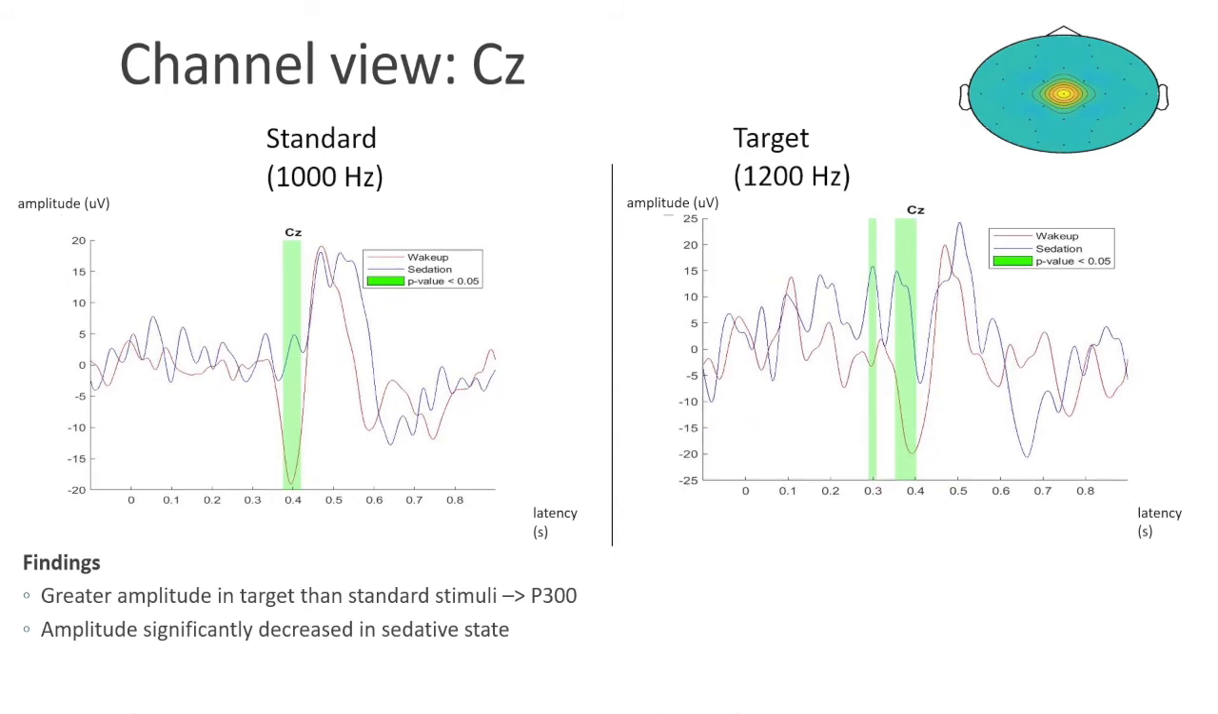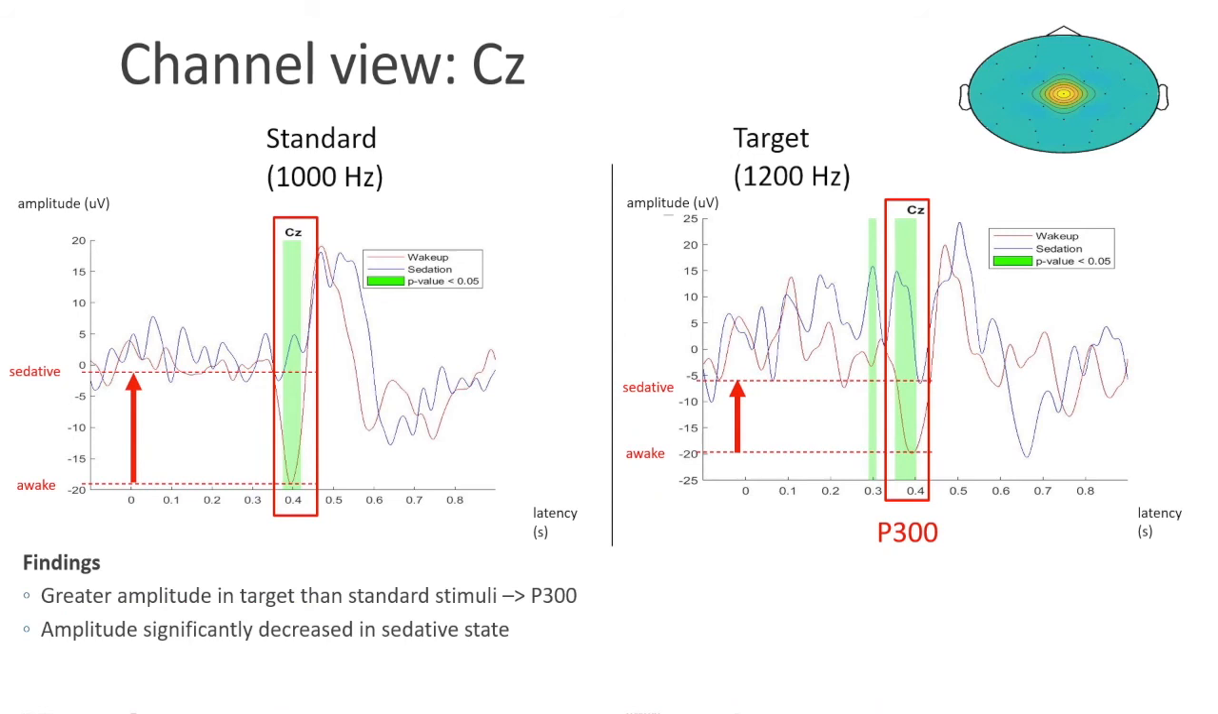This is the average time domain graph of the CZ electrode in standard and target signals. We could see the same trend as the result of the frontal channels we saw earlier. In parietal channels, the amplitude was significantly decreased in sedative state, as shown in this figure. P300 amplitude detected with all selected electrodes showed a statistically significant decrease in sedative state compared to awake state.